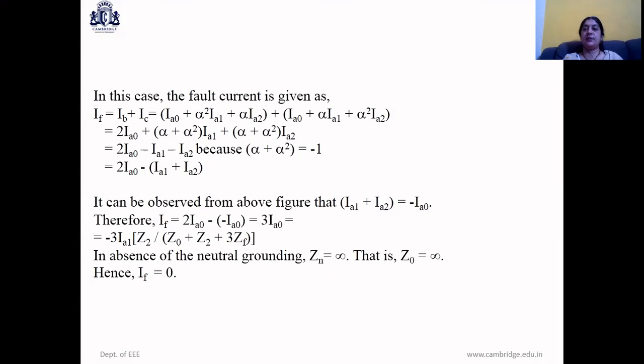So Z0 is present in the expression. When the neutral is not grounded, Z0 becomes equal to infinity. Therefore, the current IF becomes equal to 0.